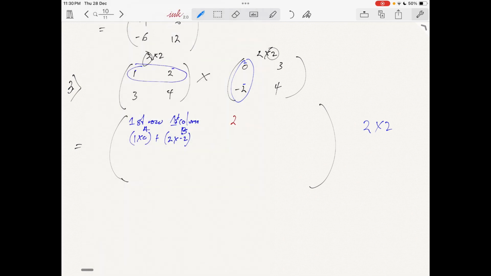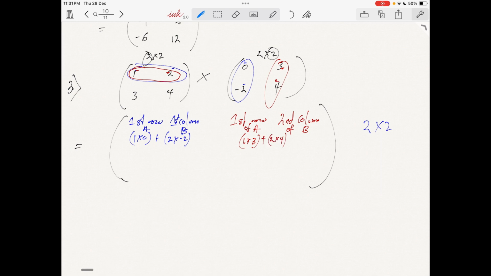Now we'll move on to the next one. We are still on the first row, and now we are in the second column. So we're in the first row of A, and we'll be dealing with the second column of B. So that means we have 1 multiplied by 3, and 2 multiplied by 4.